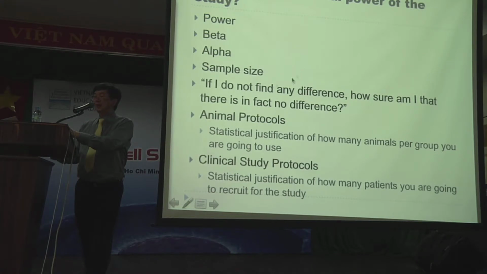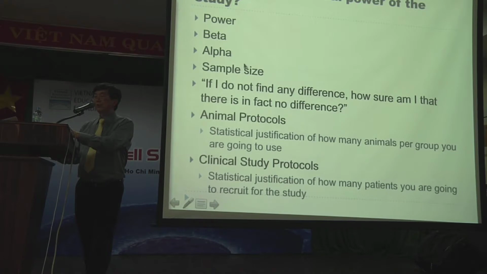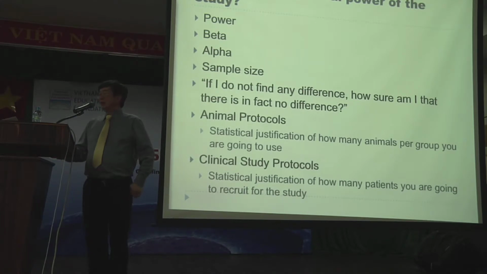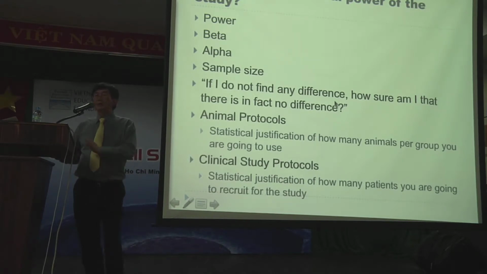The sample size, okay, is also related. The beta is very much dependent on the sample size. So the question that we often come across is, if I do not find any difference, how sure am I that there is in fact no difference? This is always the question. So by convention, okay, we would accept a power of 80%, meaning a beta of 20%.